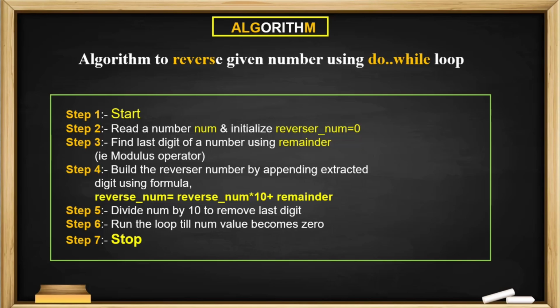In step 4, we shall build a reverse number by appending extracted digit, that is remainder, using formula reverse num is equals to reverse num into 10 plus remainder. In step 5, we divide num by 10 to remove last digit. In step 6, we run loop till num value becomes 0. Step 7 is last step, that is stop.